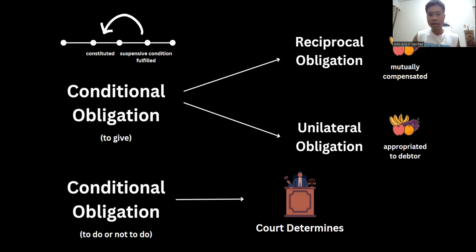So what about unilateral obligation? Let's say the gardener offered to fix your garden for free and make it an 8 out of 10. But then the gardener made it a 10 out of 10. Those extras we call fruits, and they will be appropriated to the debtor. What does this mean? In the big picture, the debtor will get to benefit from that because it's a unilateral obligation.